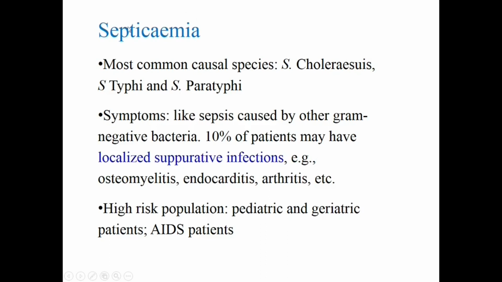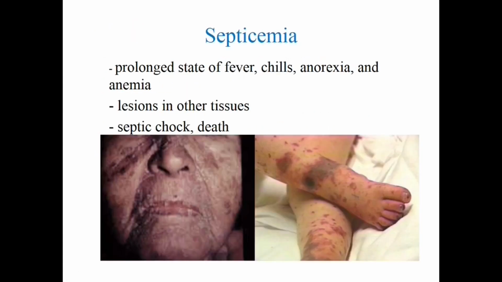Sepsis or septicemia due to non-typhoidal Salmonella or Salmonella typhi is mainly seen in high-risk populations, that is, the pediatric group or geriatric age, and especially immunocompromised patients like AIDS patients. Okay, so these are some pictures showing patients presenting with sepsis due to Salmonella.